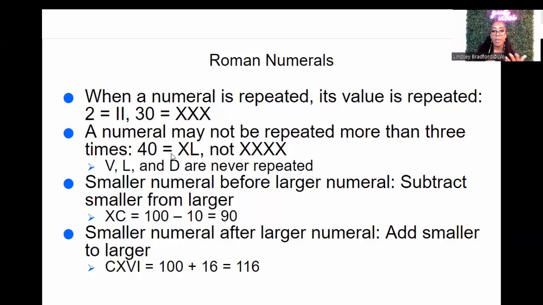And then the V, L, and D are never repeated. Never repeated. So remember that. This is what's really going to help you, so write this one down.